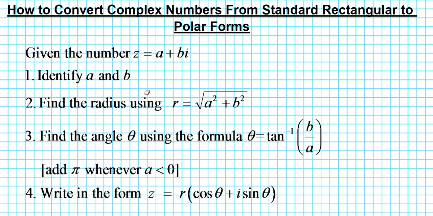After identifying a and b, you're going to find the radius r by computing the square root of the sum of a square and b square. Then you find theta, the angle, by using the formula theta is equal to the inverse tangent of b over a. Whenever a is negative or less than 0, you have to add pi to the resulting angle. After determining a and b in steps 2 and 3, you simply write your complex number in polar form by writing it as r cosine theta plus i sine theta.